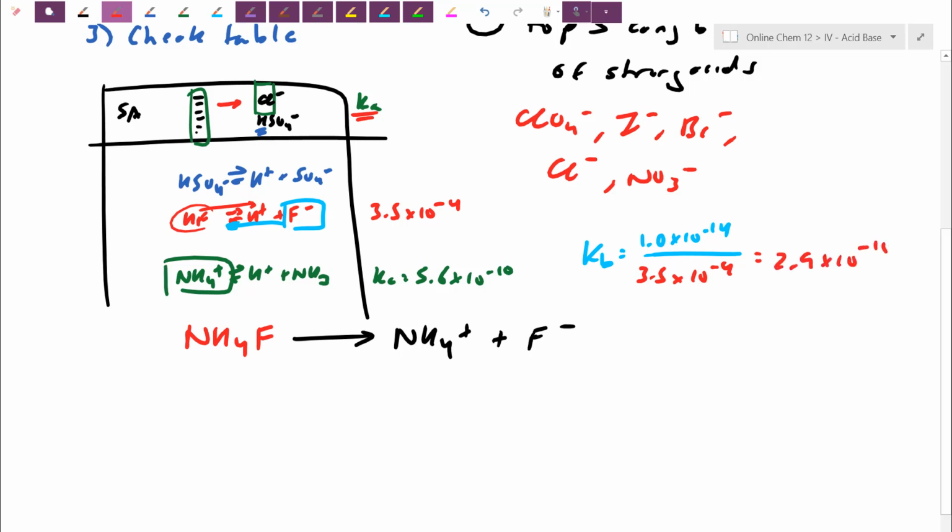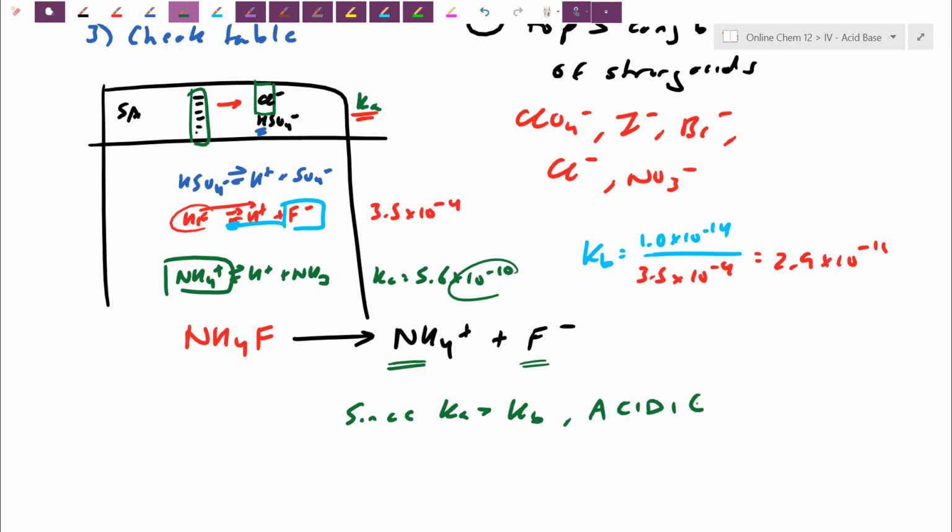So as I drop this salt into water, there was no reason for this to be acid or base, but the ions, the NH4+, wants to make it acidic by 10 to the negative 10, and the F- wants to make it basic by 10 to the negative 11. In this case, since the Ka is bigger than the Kb, the acid equation predominates, so the overall solution ends up being an acidic solution. Okay? So that's how you deal with these hydrolysis style problems.